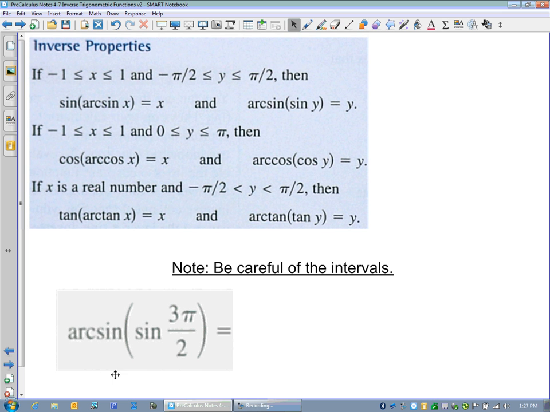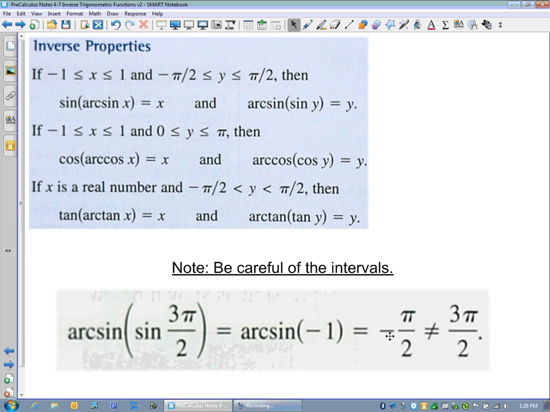For example, let's say we want to know the arcsine of the sine of 3π/2. Well, 3π/2 is not within the restricted domain of sine. Remember, it's negative π/2 to positive π/2. This is outside of that range, so we can't use this little shortcut. So how we would normally have to do it is we'd have to go ahead and take the sine of 3π/2, which is -1. And then we ask ourselves, what is the angle whose sine is -1? And if we do that properly, we find out the answer is -π/2, which is within the restricted domain.